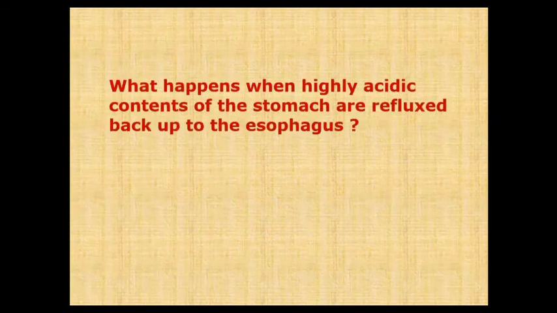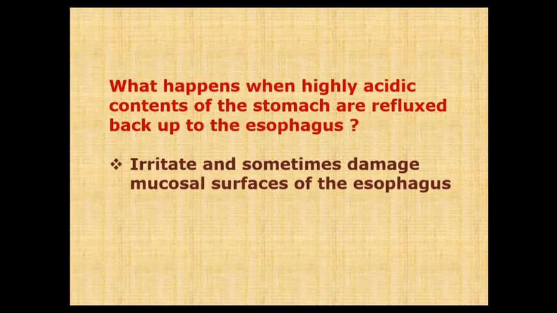So what happens when the highly acidic contents of the stomach are refluxed back into the esophagus? Of course, it will irritate and sometimes damage the mucosal surface of the esophagus, because of the difference in the lining epithelial cells. We say the stomach is lined by simple columnar epithelium, which can resist the high acidity of the stomach, while the esophagus is lined by stratified squamous epithelium.